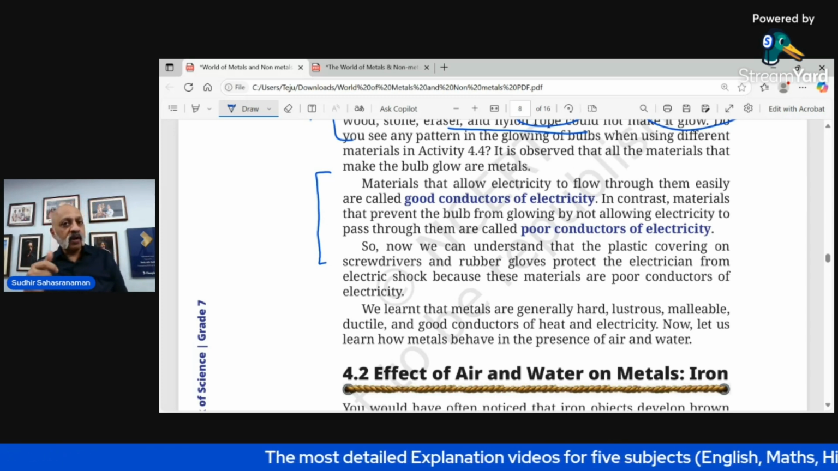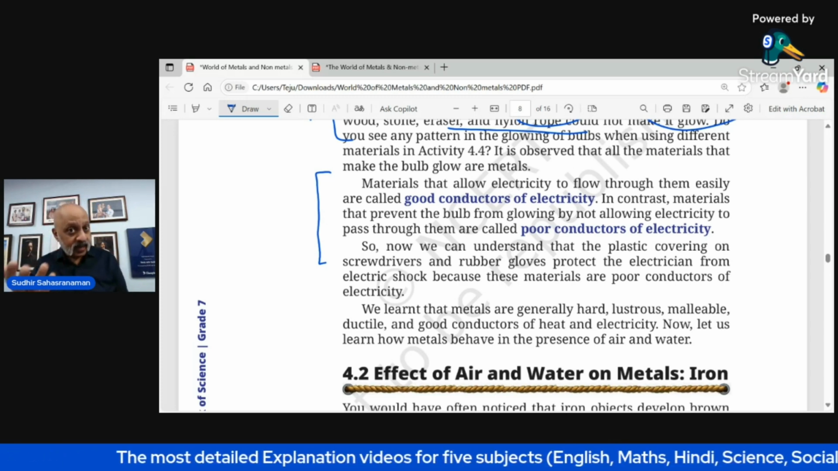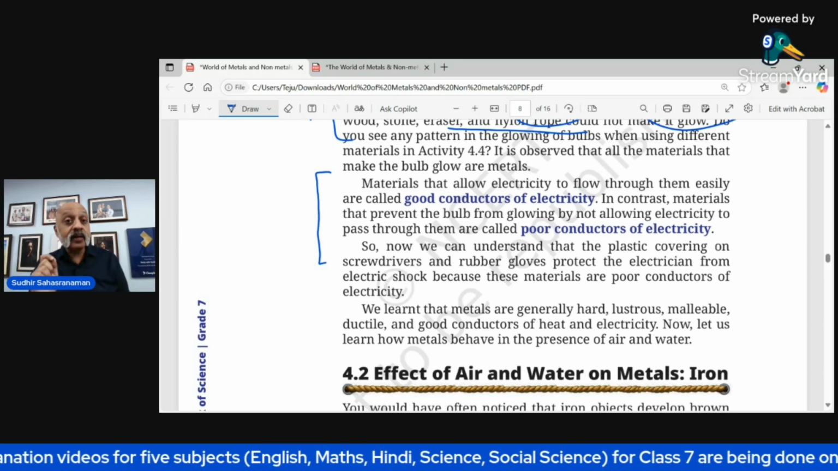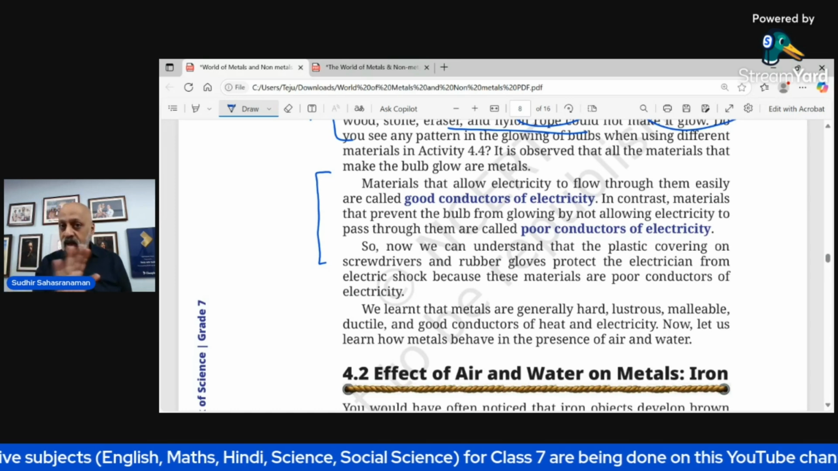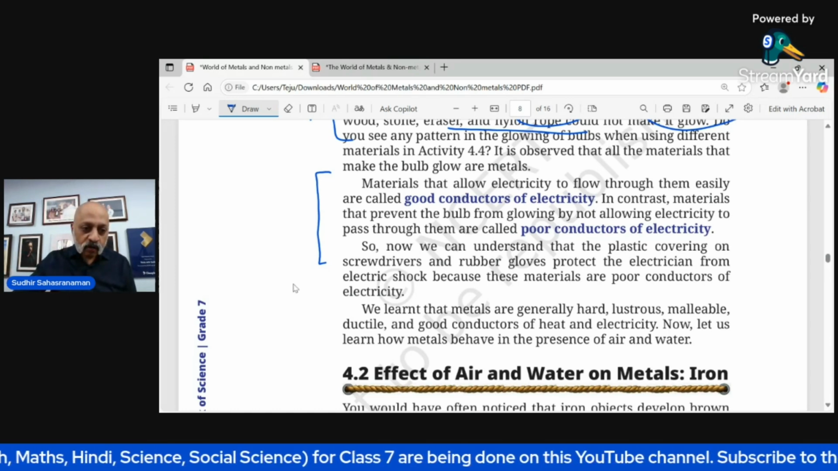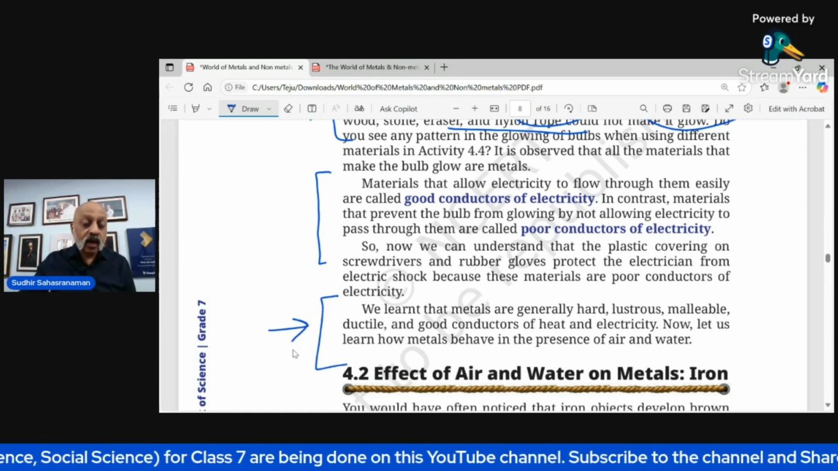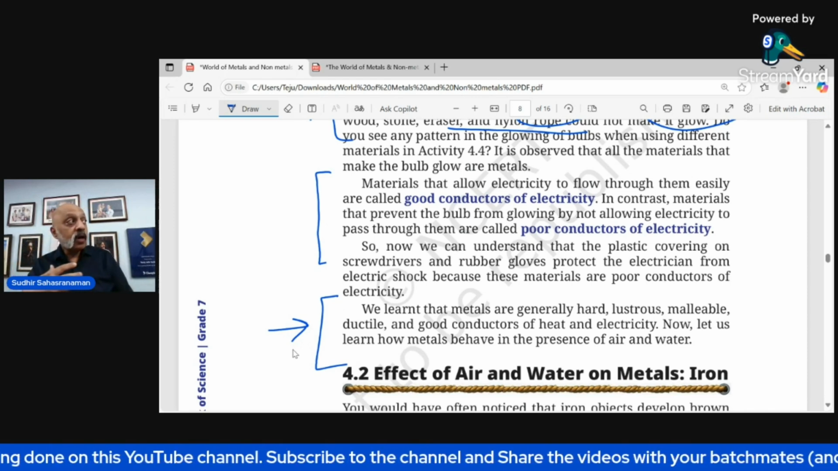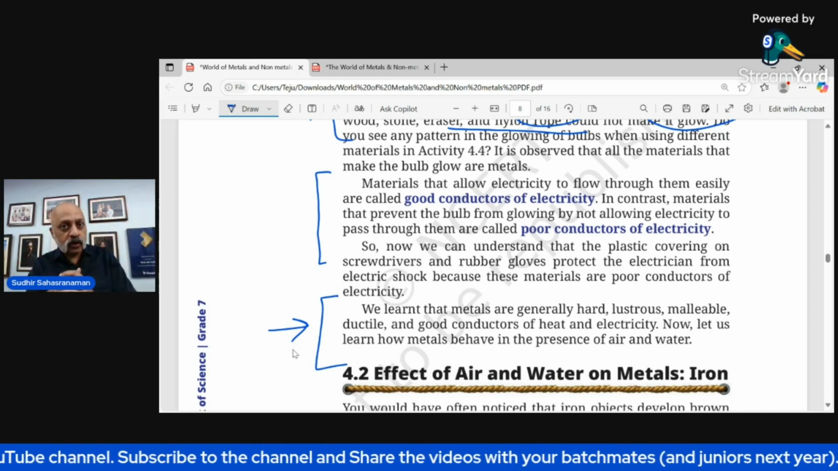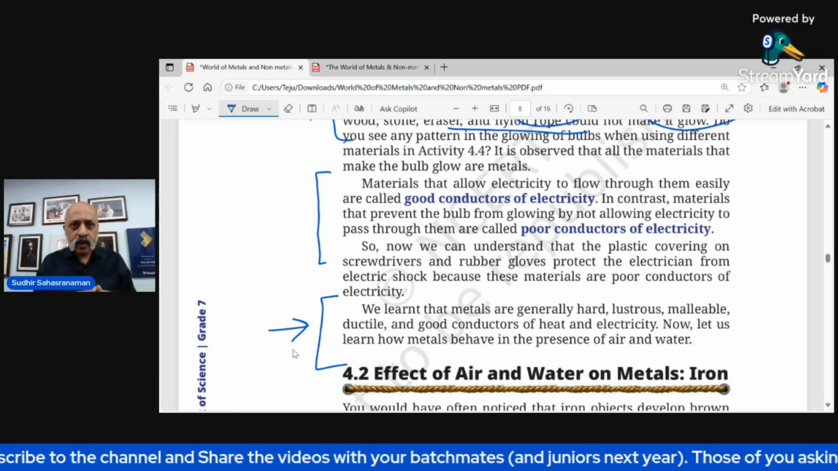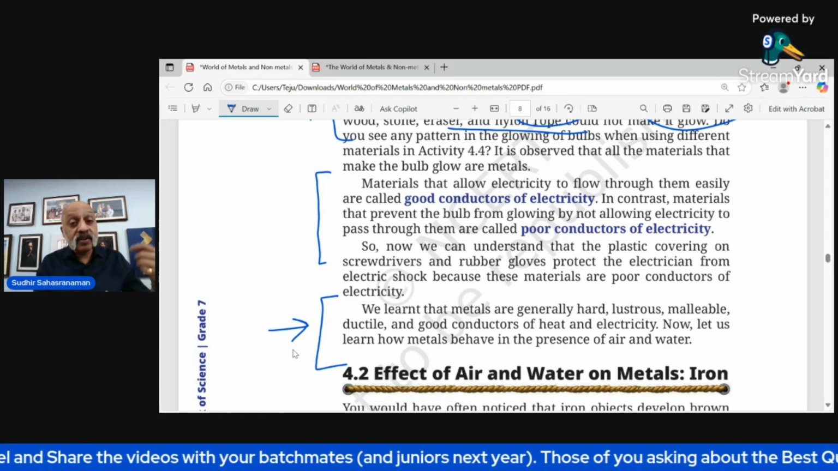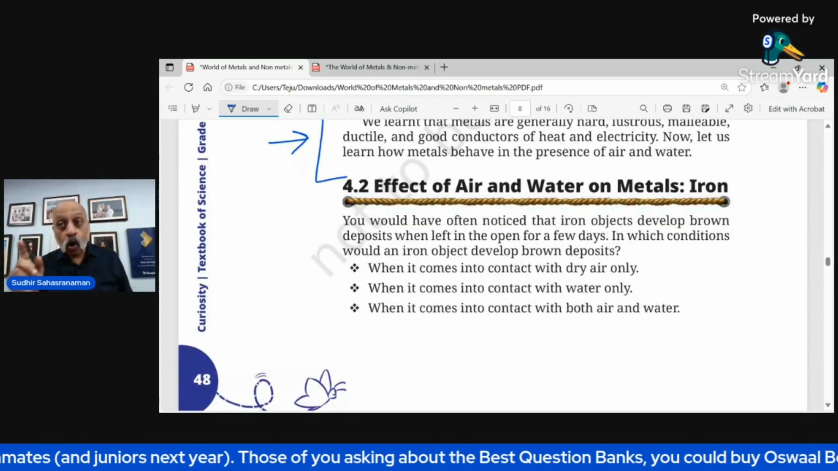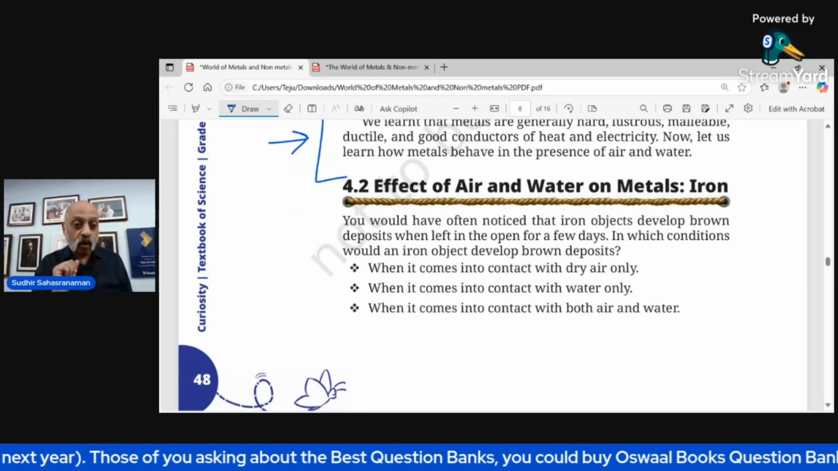So now what all we have learned: metals have shine, they are lustrous, they are malleable, they are ductile, and they are good conductors of heat and electricity. I hope all these things you have understood completely. These are the important things. Now let's learn how metals behave in both air as well as in water. You know, when you put water on iron, how does it react, and how does it react even in air? So the effect of air and water on metals, on a piece like this, which is made of iron.